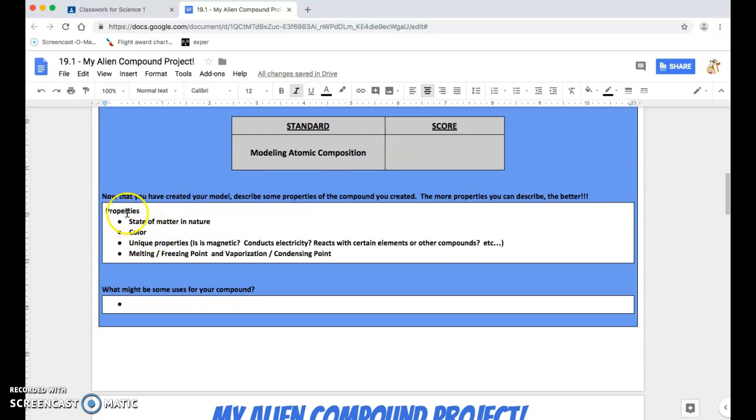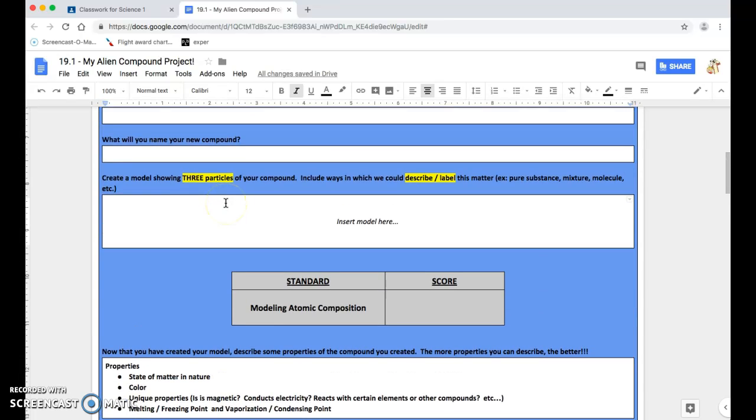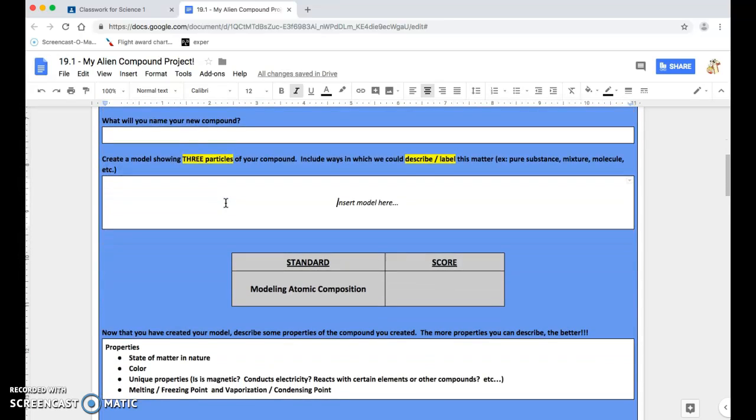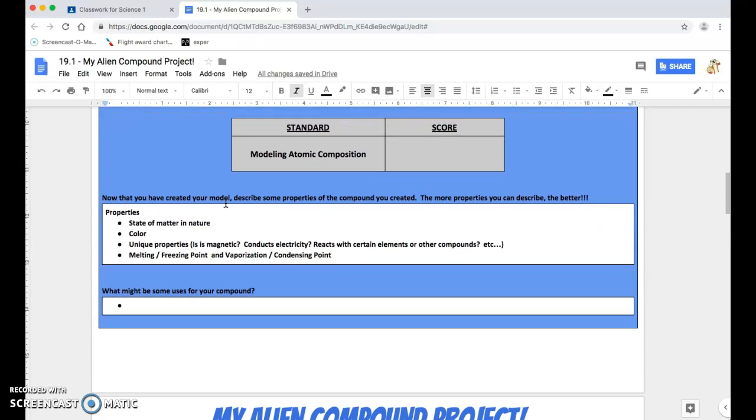Second part to this one is you got to start telling us about properties of your compound. This is completely up to you, how you want this compound to behave. Tell us stuff like, okay, what is its state of matter? Is it going to be a solid when you find it? Is it metallic? Is it really hard? Does it conduct electricity? Is it blue? What temperature does it melt at? Think of all sorts of crazy components about this compound.